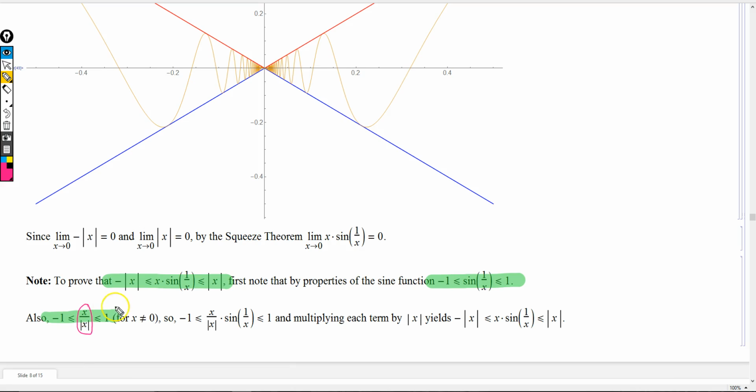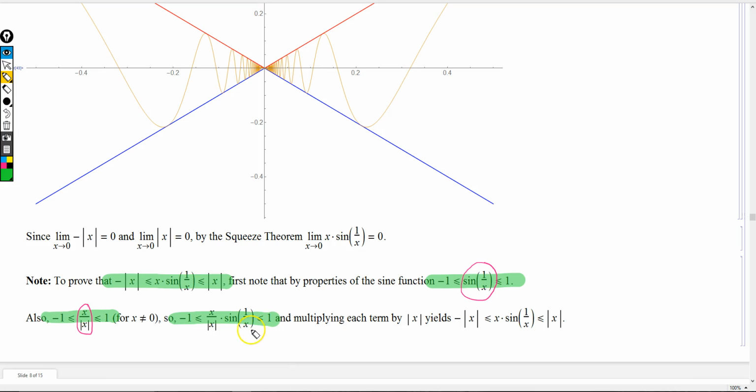And so if I multiply this number times sine 1 over x, both those numbers are between -1 and 1. So the resulting product, right here, the product of those two numbers will also be between -1 and 1.